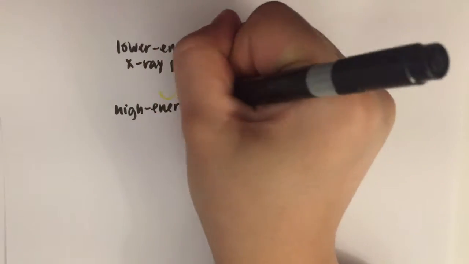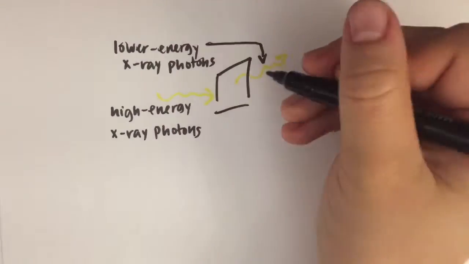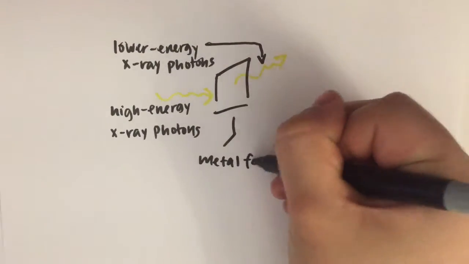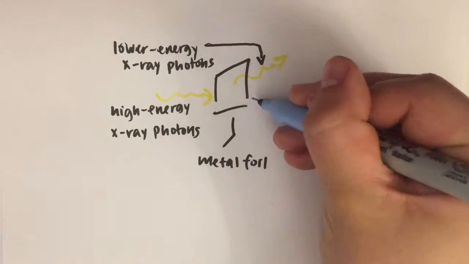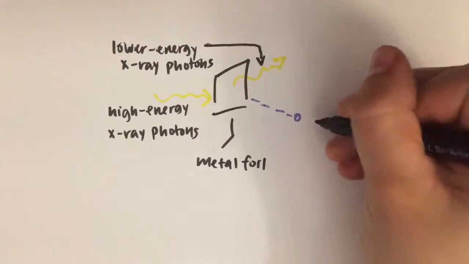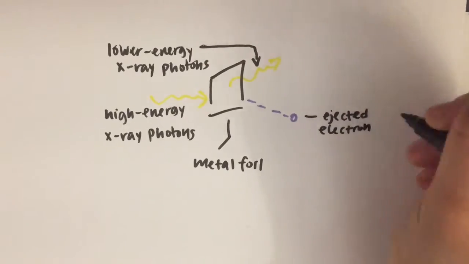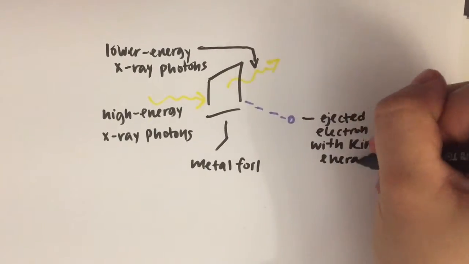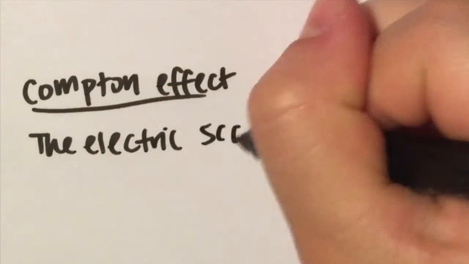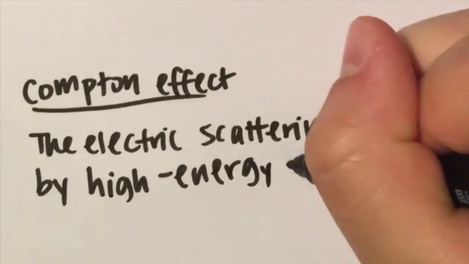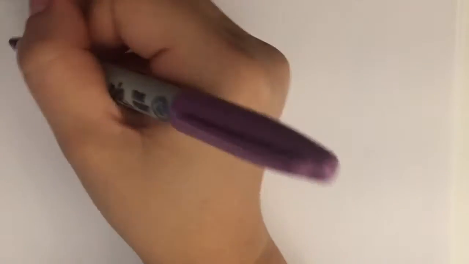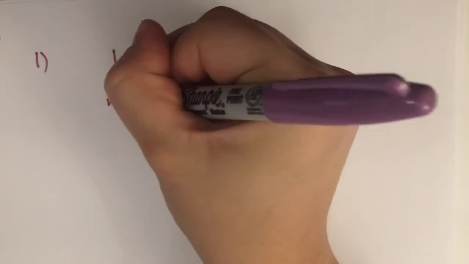The foil ejected both electrons and lower-energy X-ray photons. This created the Compton effect, the elastic scattering of photons by high-energy photons. Compton's experiments were different than other photoelectric experiments in the sense that he used different metals and different beams with higher energy photons. When a photon comes into contact with matter, an interaction takes place.